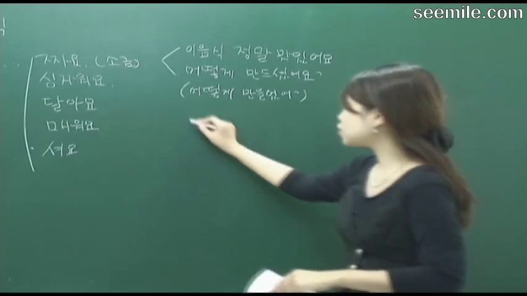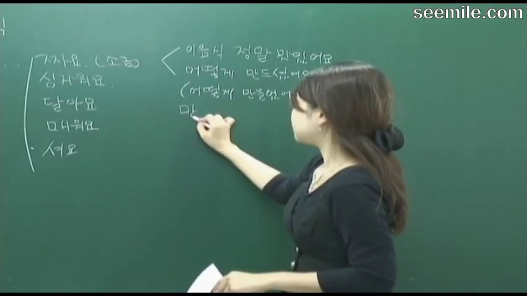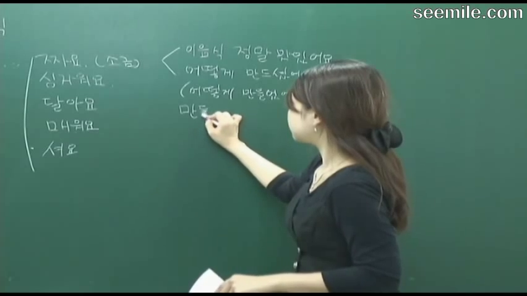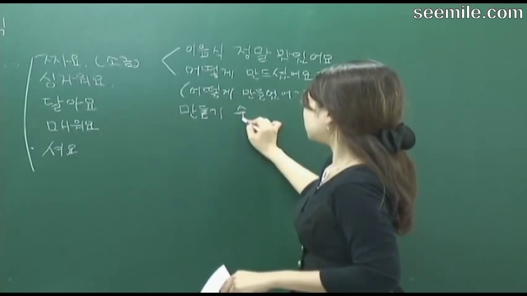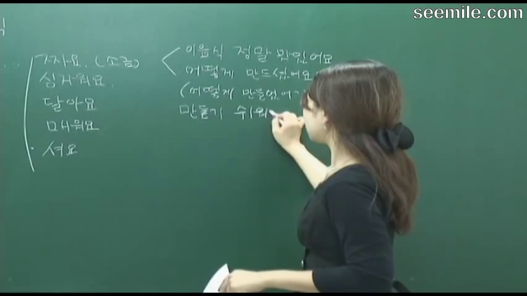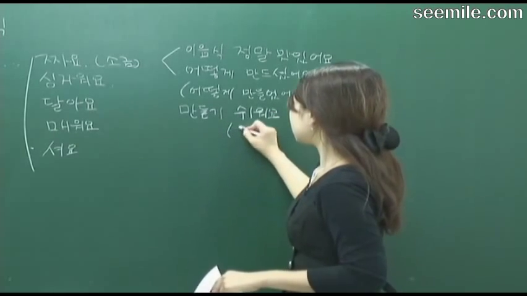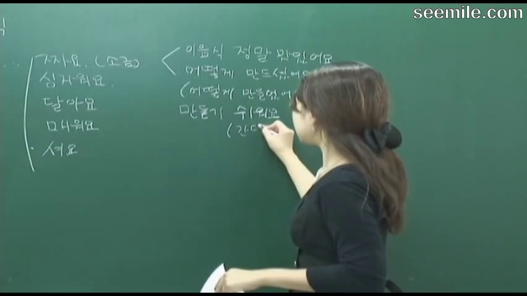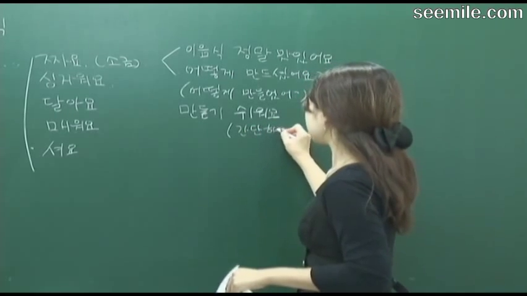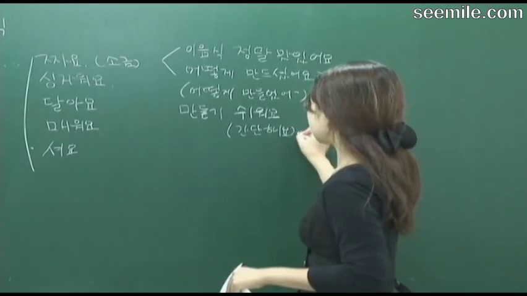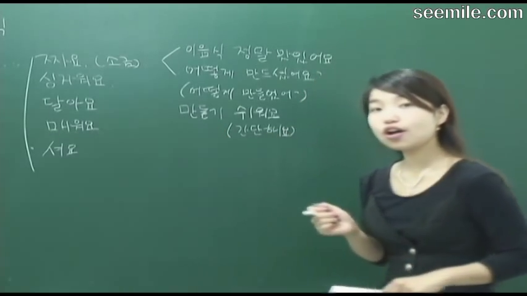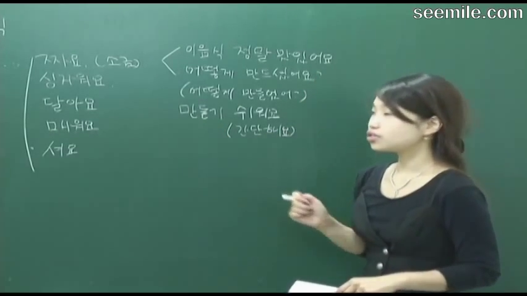Easy to make. 만들기 쉬워요. Or it's simple to make, 만들기 간단해요. It's so easy to make. 만들기 쉬워요. 진짜요? 어, 진짜요.